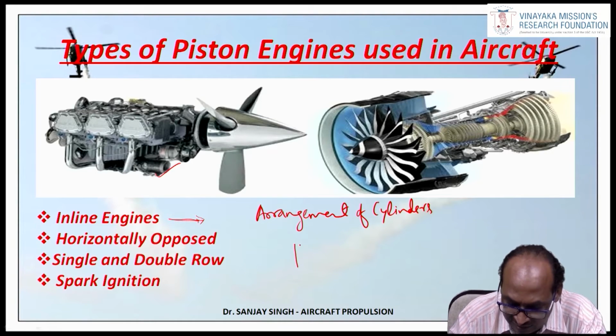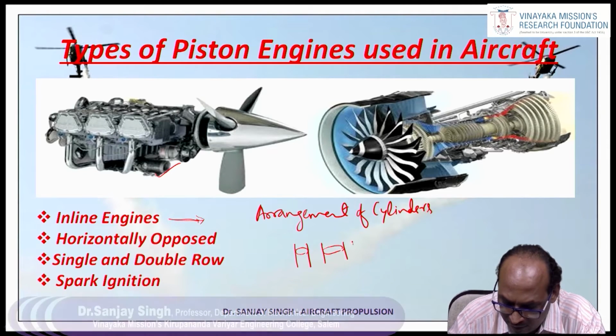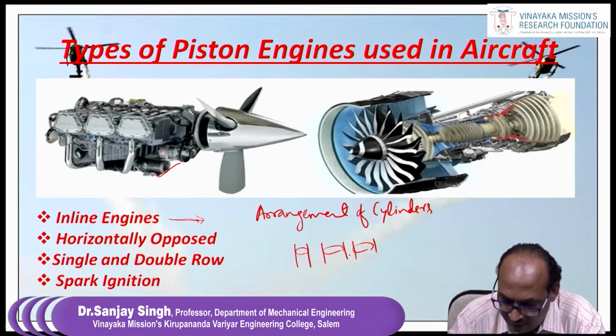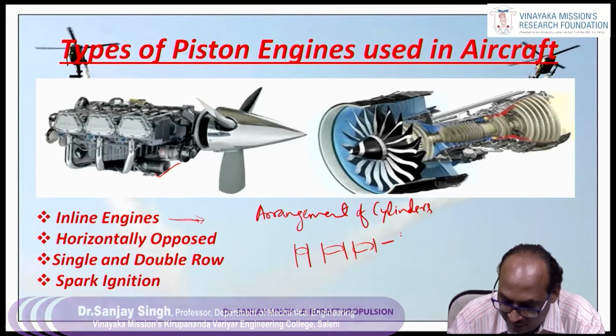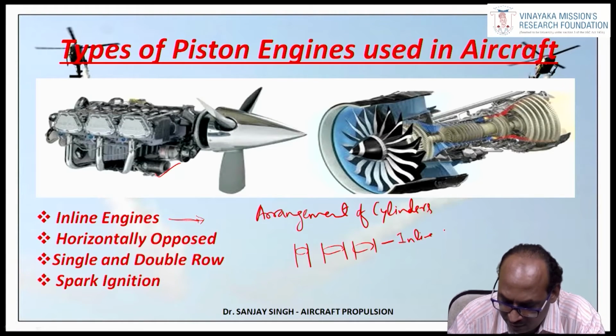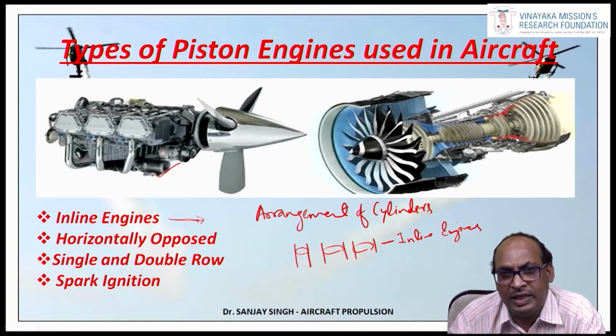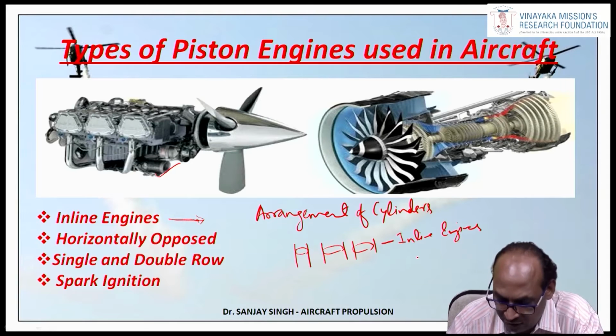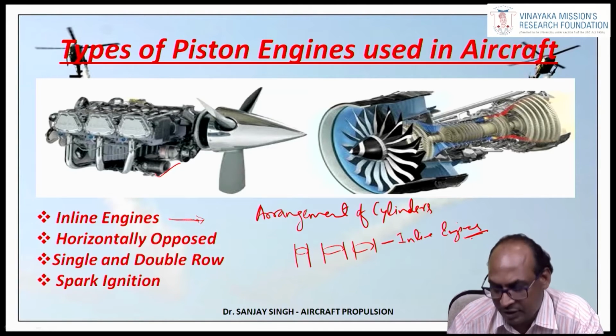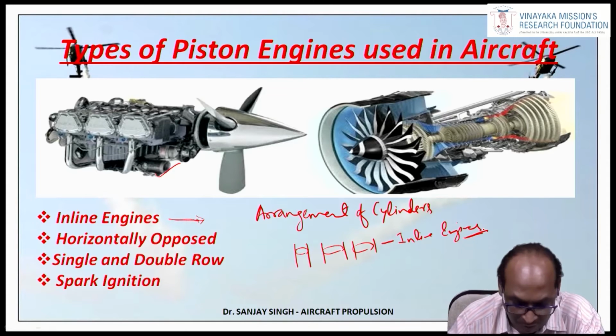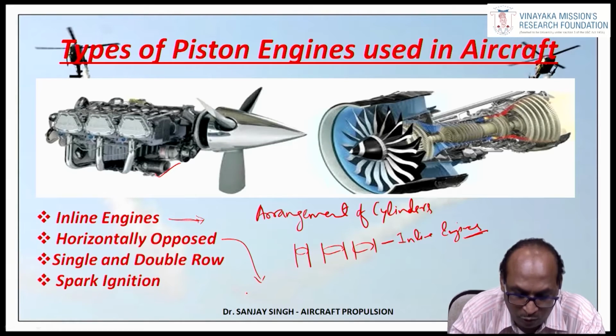When the cylinders are arranged in line, it is called an inline engine. These are very old engines which were fitted in aircraft. Nowadays they are not used, though we will find them in those old aircraft. But nowadays we do have horizontally opposed engines.